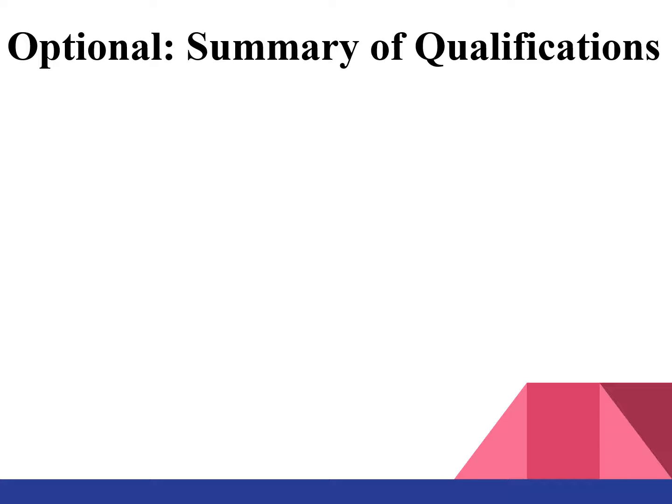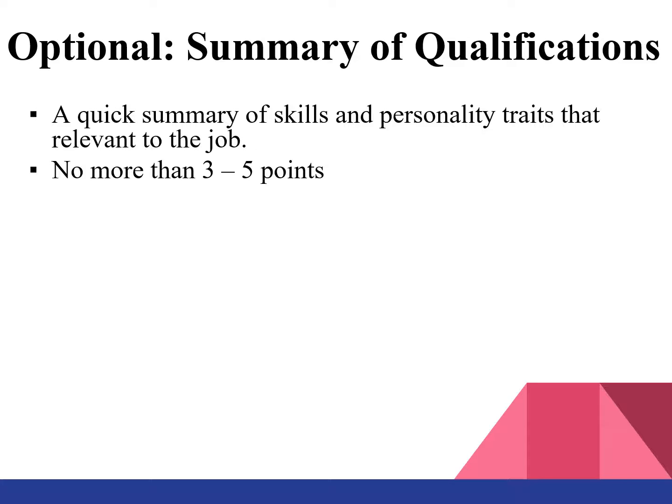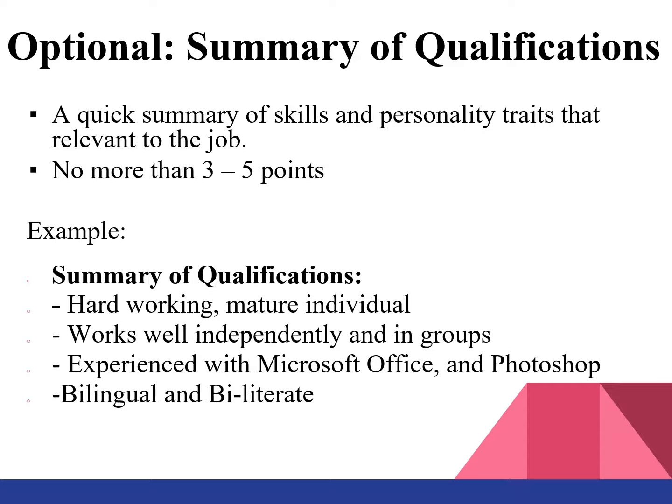The next section is optional, and this is the summary of qualifications. It's a quick summary of skills and personality traits that are relevant to the job. Make sure you do no more than 3 to 5 points. An example of a summary of qualifications is: hardworking, mature individual, works well independently and in groups, experience in Microsoft Office and Photoshop, bilingual, and biliterate. Look at the job description and make sure to add requirements that you meet.